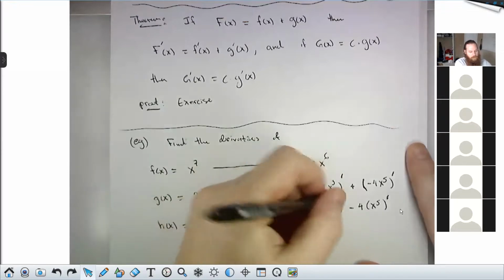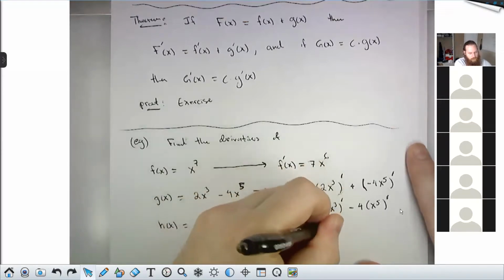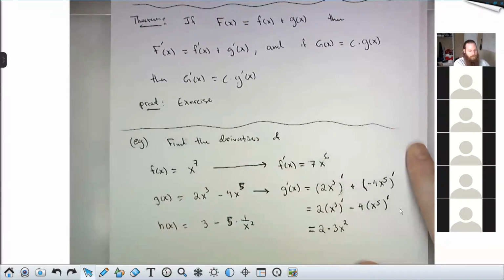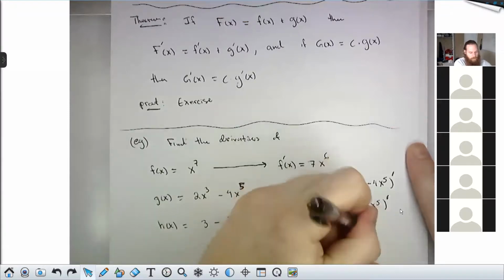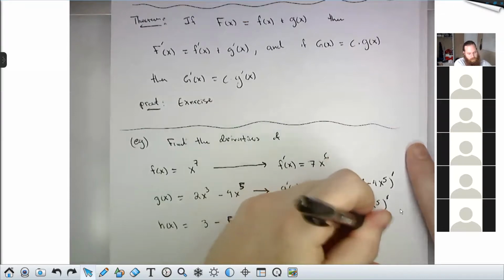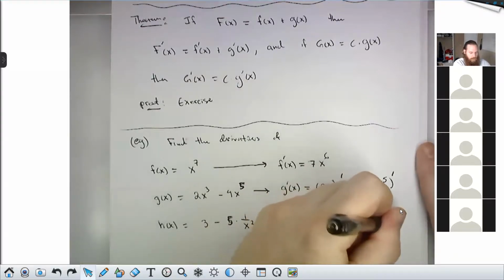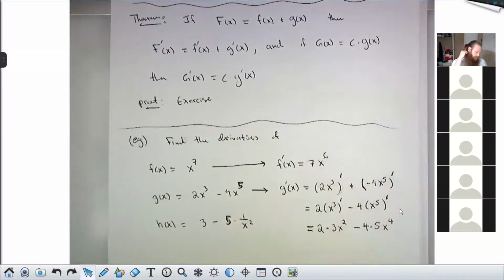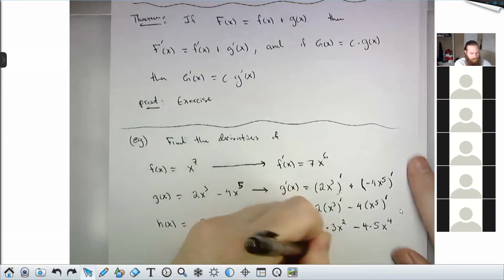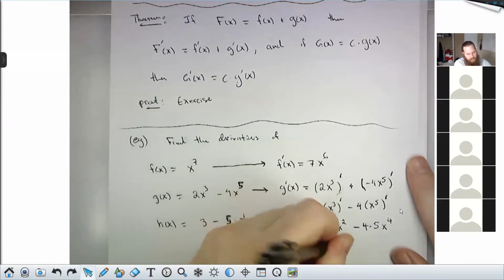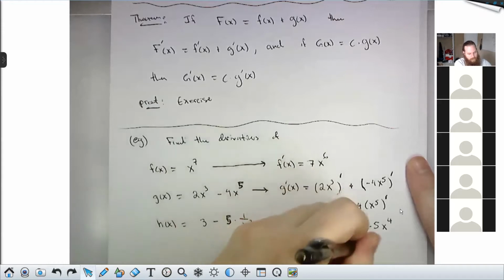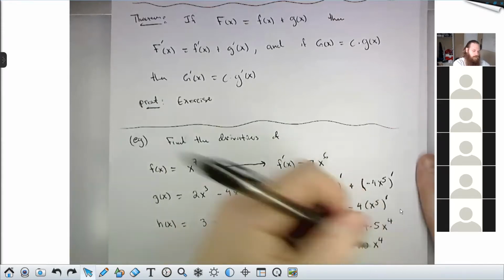So x cubed primed, the 2 comes along for the ride, and here we will get 3x squared. We bring down the power and we reduce the power by 1. Then I'll have minus 4 times the derivative of x to the 5, which is 5x to the 4. And we can clean this up. This is 6x squared minus 20x to the 4.